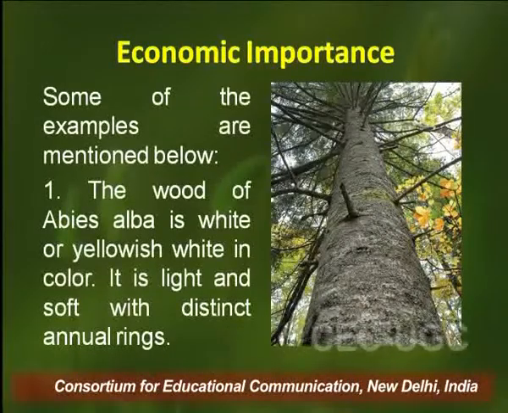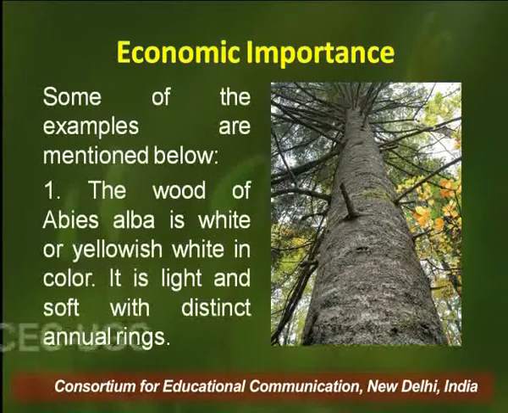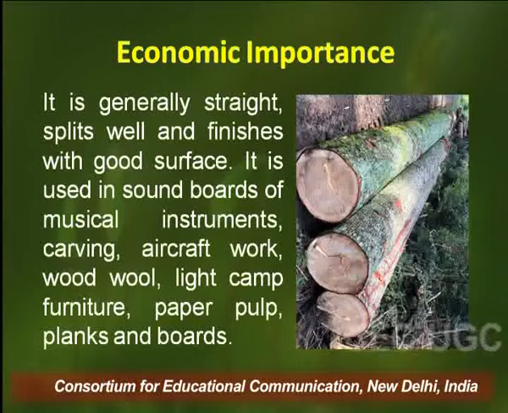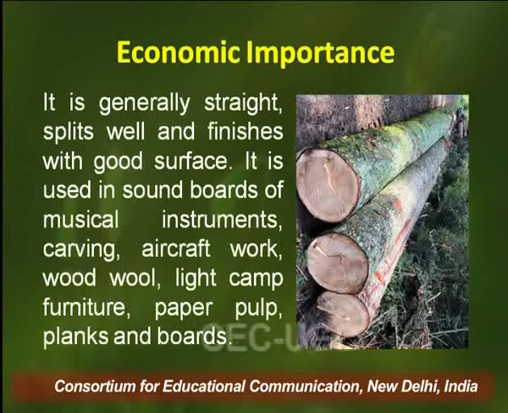There are some examples which we can mention here. The wood of Abies alba is termed white or yellowish white in color. It is light and soft with distinct annual rings. They are generally straight, split well and finish with a good surface. It is used in soundboards of musical instruments, carving, aircraft work, wood wool, light camp furniture, paper pulp, planks and boards, etc.